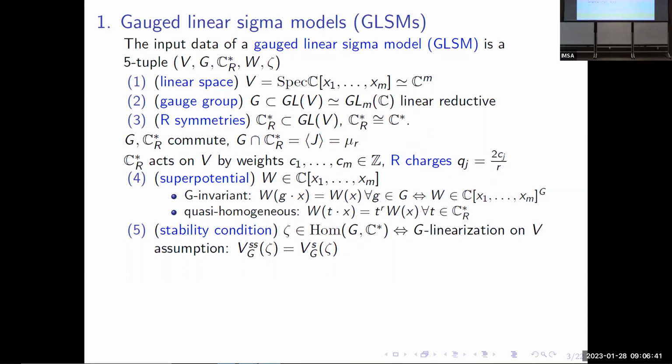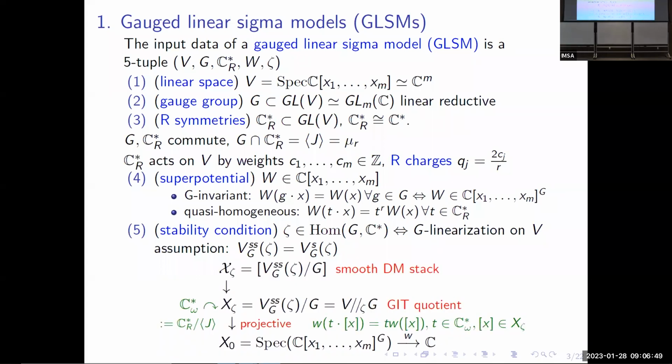We assume zeta is chosen such that the semi-stable locus is the same as the stable locus. And the consequence is that the GIT quotient stack is a smooth Deligne-Mumford stack. The coarse moduli space is the GIT quotient. The coarse moduli space is projective over its affinization.